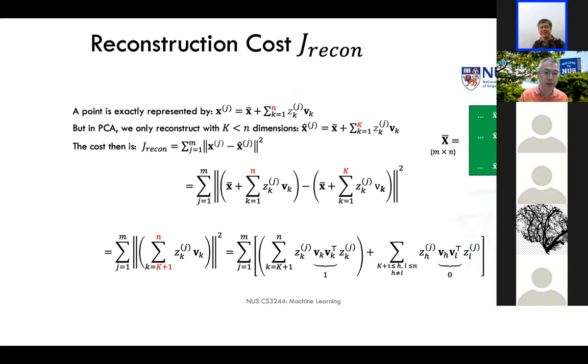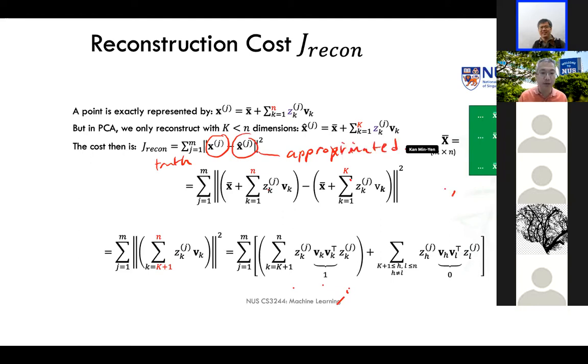So then the idea is we want to look at the reconstruction cost, right? So the reconstruction is basically this formula here, right? Basically the idea that we have the actual data point. This is the ground truth, okay? True data point. Okay, and this is our approximated one, right? Approximated.